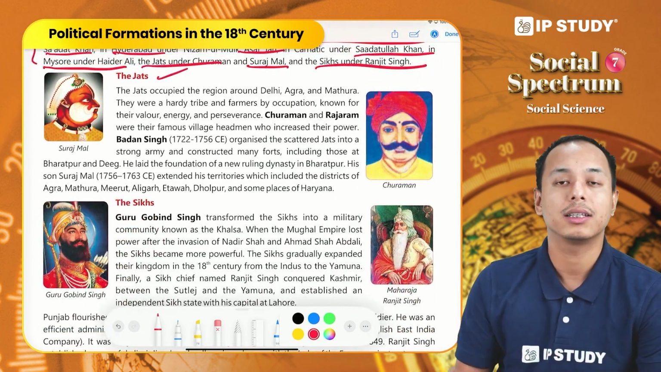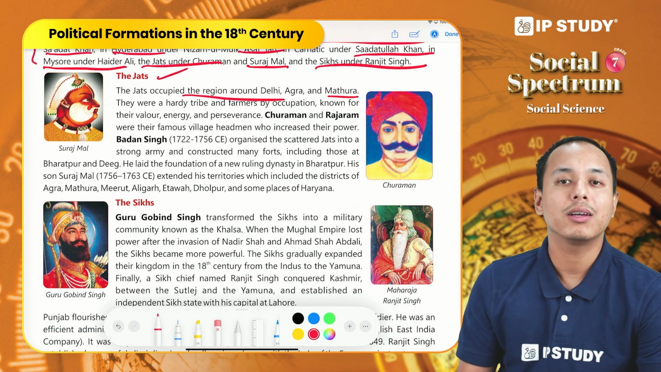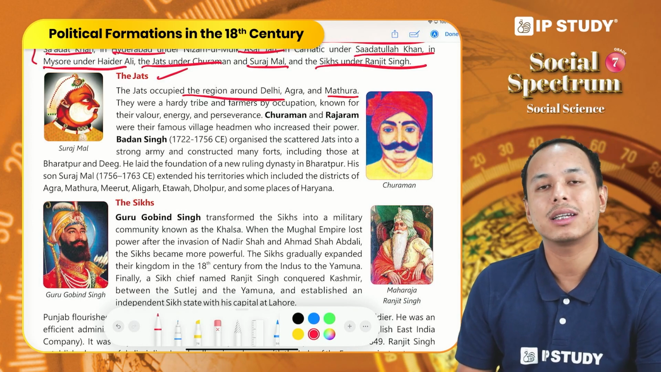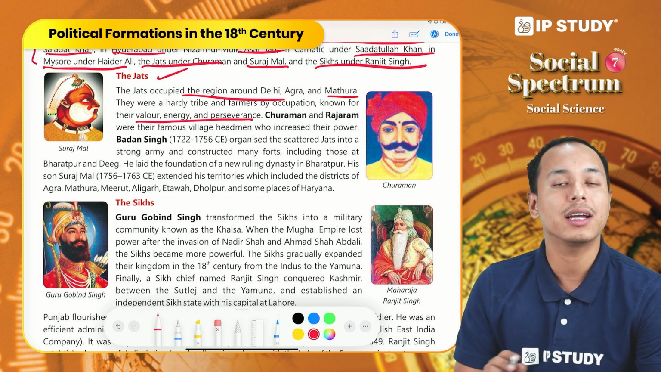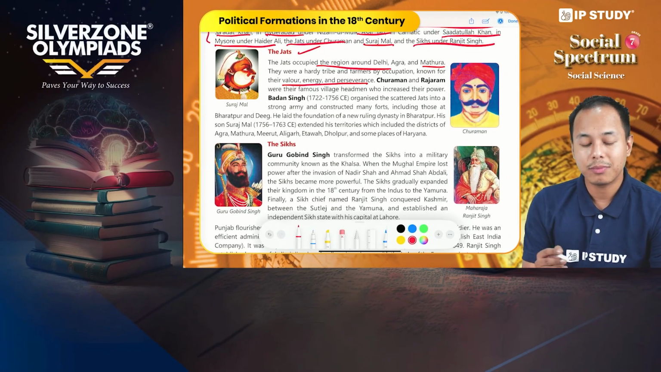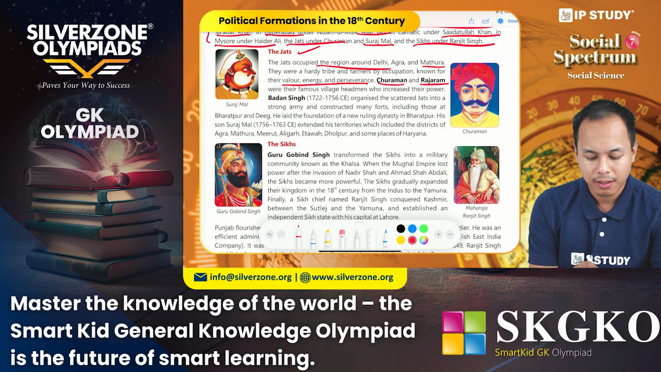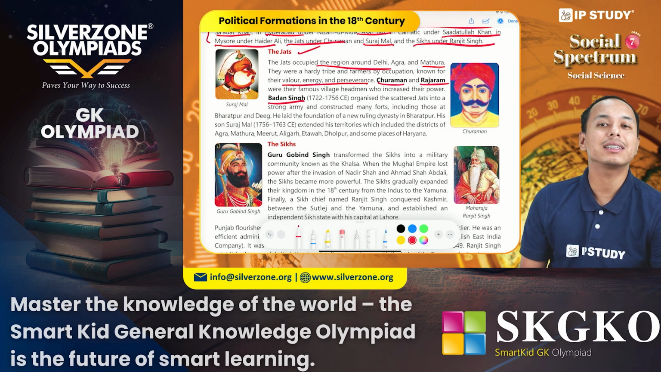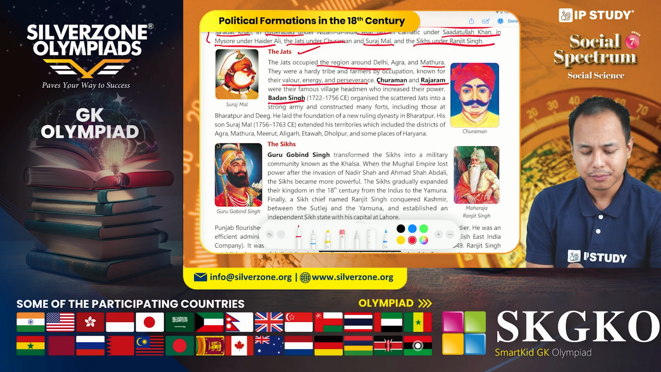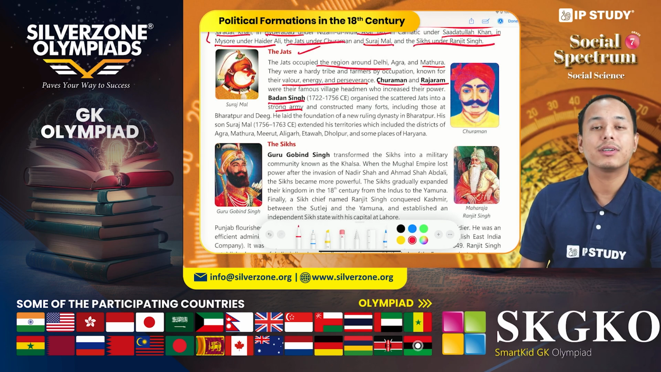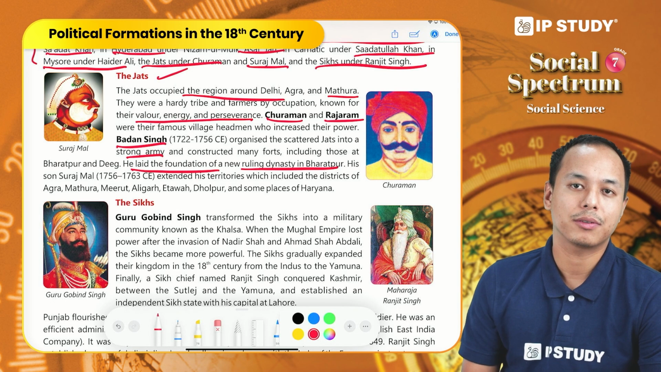Firstly, let us discuss the Jats. The Jats occupied the region around Delhi, Agra and Mathura. They were mostly farmers, their main occupation being farming, and they were known for their valor, energy and perseverance. The two famous leaders were Churaman and Rajaram. Badan Singh organized the scattered Jats, constructed forts, and built up a strong army. Thus, he laid the foundation of a new ruling dynasty in Bharatpur.